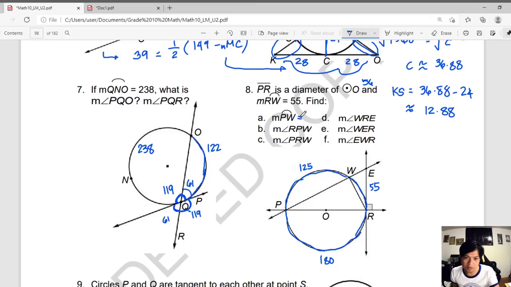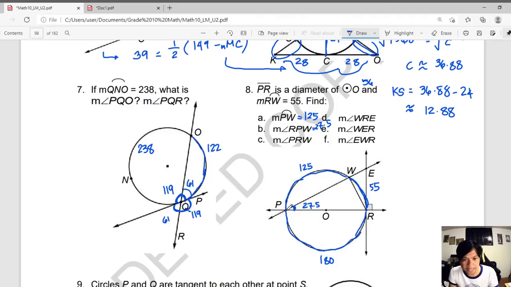Okay, hanapin natin ang measure ng RPW. RPW ito. This is an inscribed angle, tama? Kasi yung vertex niya is on the circle. So, tingnan natin yung intercepted arc niya. Ang intercepted arc niya is itong 55. So, para makuha ang measure ng angle na ito, kunin mo yung 1 half ng 55. What is 1 half of 55? So, 27.5. So, the measure of this one is 27.5. Next, the measure of angle PRW.